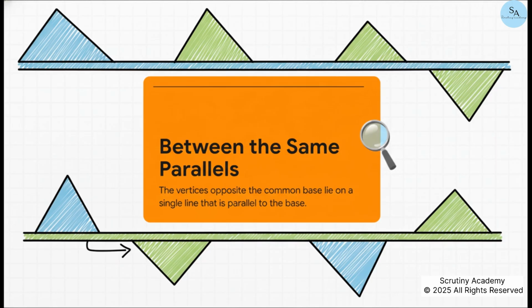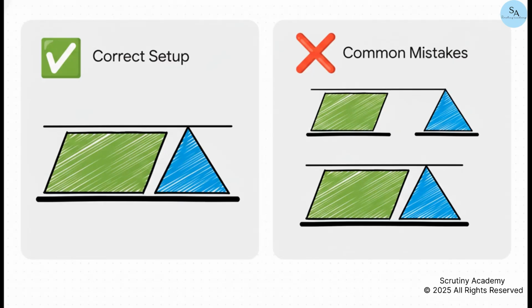Think of it like a sandwich. The base is the bottom slice of bread, this top line is the top slice of bread, and the shapes are perfectly squished in between. That's condition number 2. So here's the most important part. Both conditions have to be true at the same time. On the left, you see the perfect setup. They share a base, and their top points are all on a line that's parallel to it.